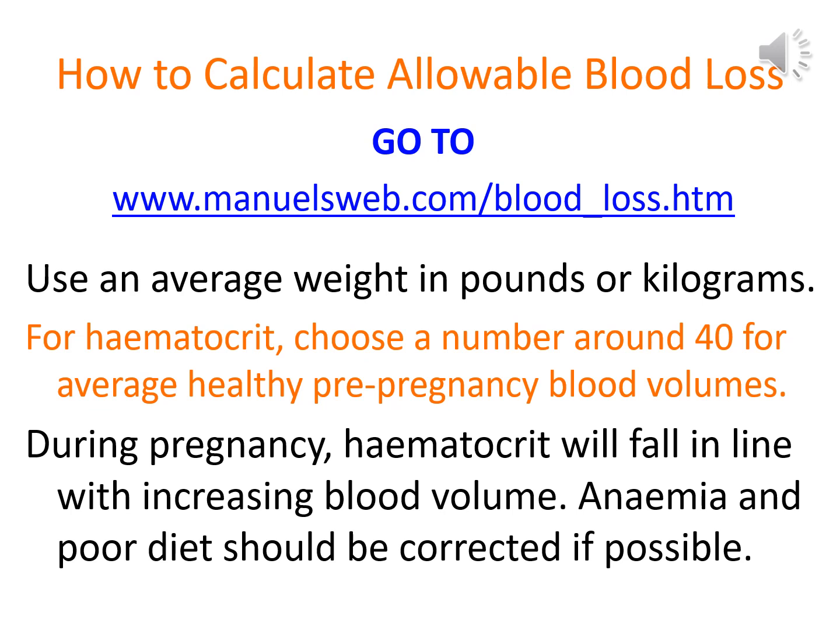How to calculate allowable blood loss. First, go to www.manualsweb.com/blood_loss.htm. Use an average weight in pounds or kilograms. For hematocrit, choose a number around 40 for average healthy pre-pregnancy blood volumes.